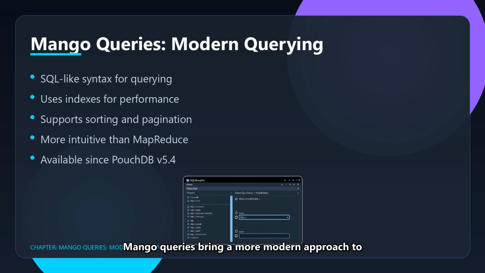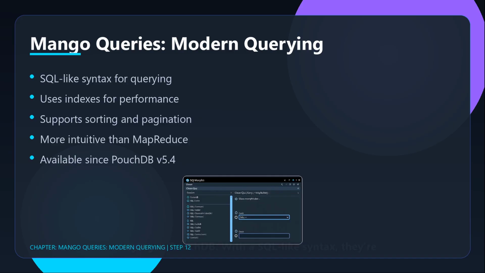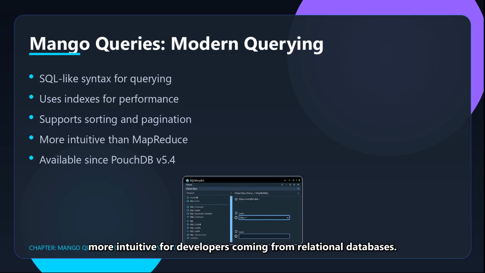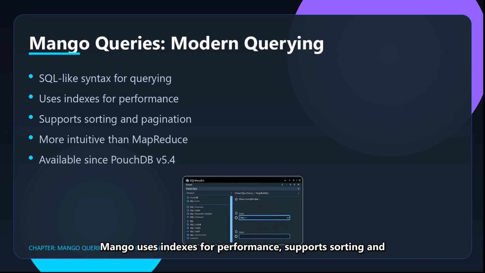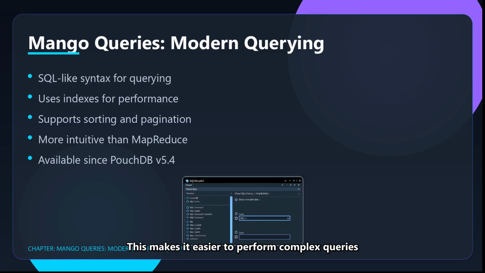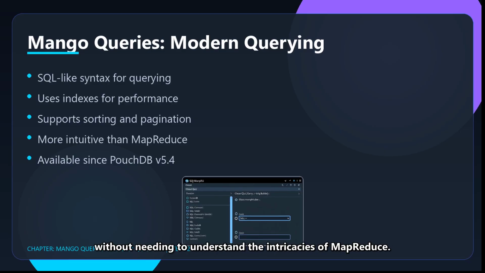Mango queries bring a more modern approach to querying in PouchDB. With a SQL-like syntax, they're more intuitive for developers coming from relational databases. Mango uses indexes for performance, supports sorting and pagination, and was introduced in PouchDB version 5.4. This makes it easier to perform complex queries without needing to understand the intricacies of MapReduce.